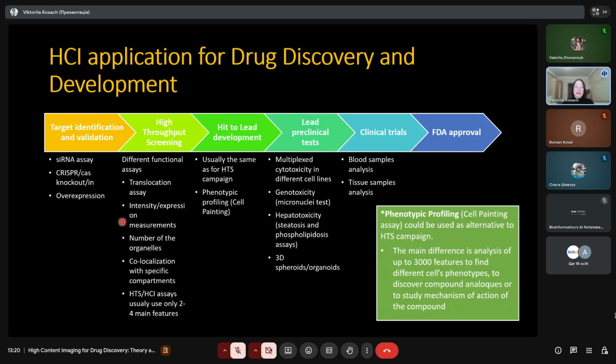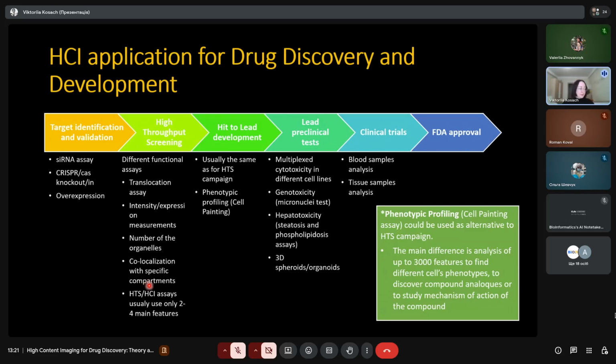You can do regular intensity measurements to see the expression level of your target. You could count the number of lysosomes, autophagosomes, nucleoli, so any organelle you are interested in. And you could make some colocalization testing of your target with a marker, for example, with mitochondria marker, or the other compartments where your target usually could be found.